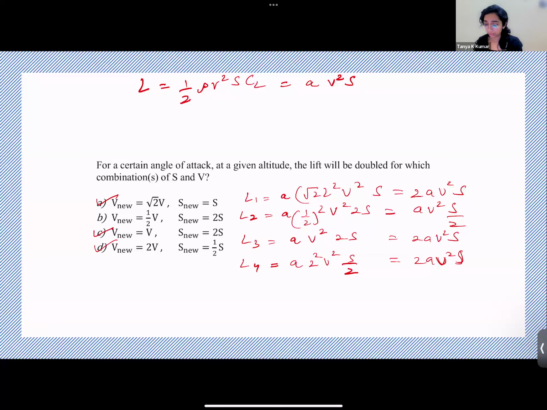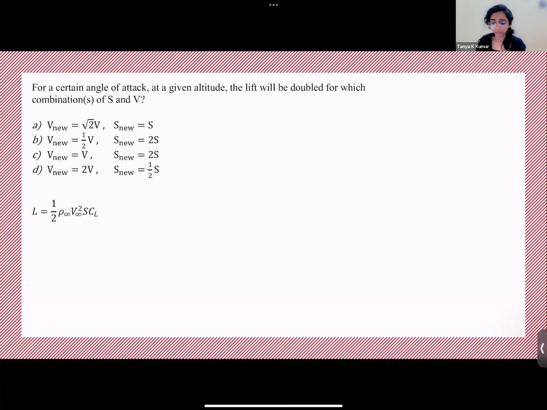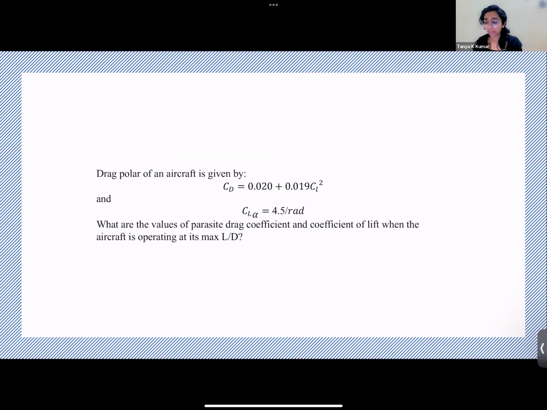Okay, next question. This was the equation that we used to find out the lift. It's very familiar to all of us. We just substitute it and compare the lifts. Okay, next question. The drag polar of an aircraft is given by CD is 0.02 plus 0.19 CL square. Again, this is CD naught plus K CL square. What are the values of parasite drag coefficient and coefficient of lift when the aircraft is operating at maximum L by D?